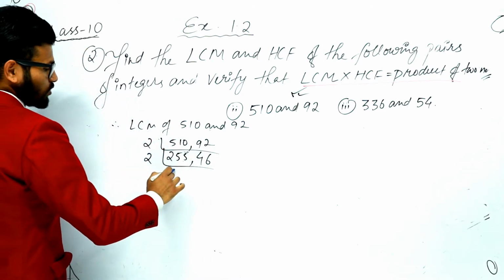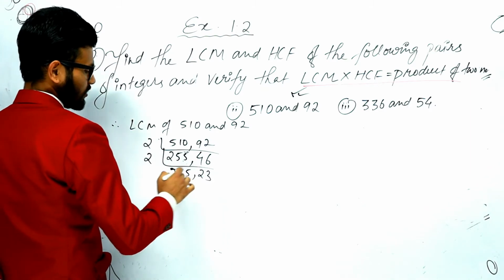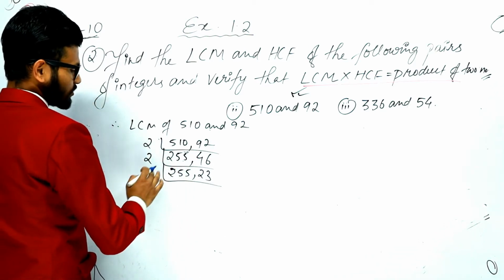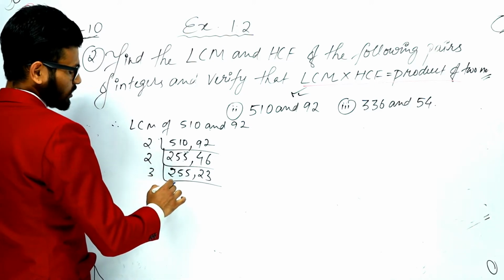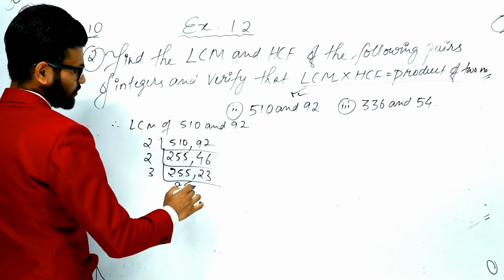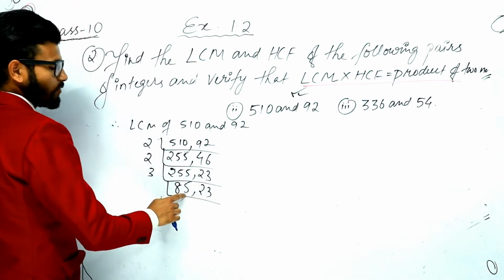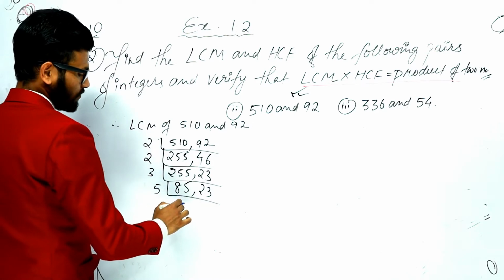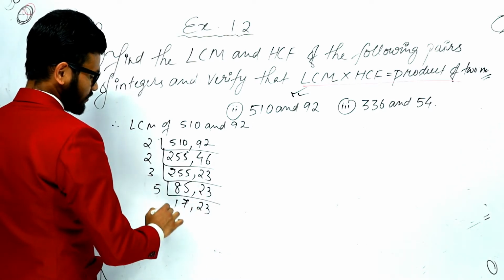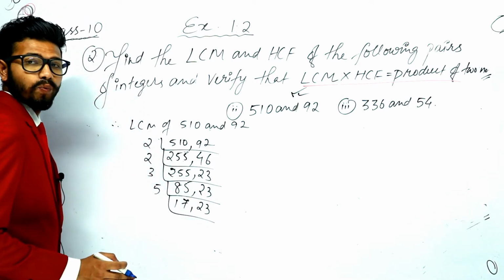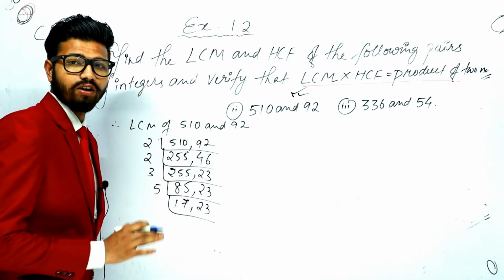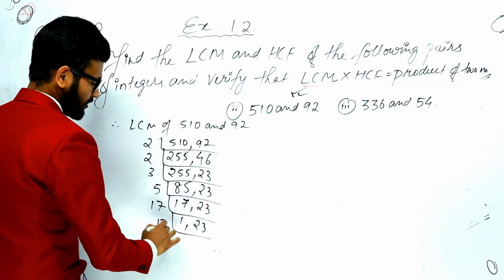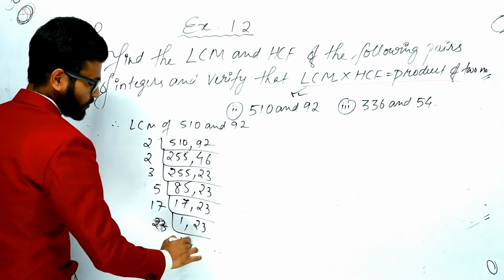Let us divide by 2 further. 2 fives are 10, and here is 23. So let us divide by 5 now. We can divide by 3 also. 3 fours are 12, 3 eights are 24, 3 fives are 15, and 23. This number will no more be divisible by 3, so let us take 5. 5 ones are 5, 5 sevens are 35, and here is also 23. We can see these two are prime numbers, which cannot be divided by any of the factors. So 17 ones are 17 and 23 is left. Similarly, 23 ones are 23.